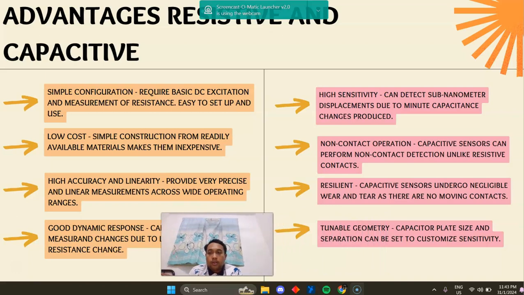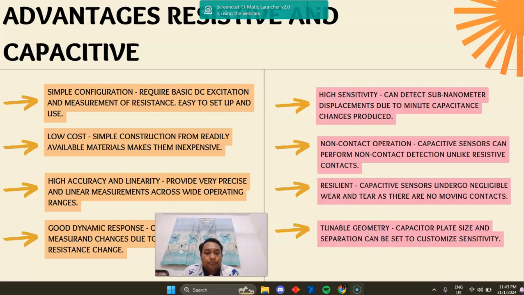Okay, for the capacitive sensor, first, high sensitivity: it can detect sub-nanometer displacement due to the minute capacitance change produced. Second, non-contact operation: capacitive sensors can perform non-contact detection, unlike resistive contact. Third is the silent: capacitive sensors undergo negligible wear and tear as there are no moving contacts. Lastly, it enables geometry customization: capacitor plate size and separation can be set up to customize sensitivity.